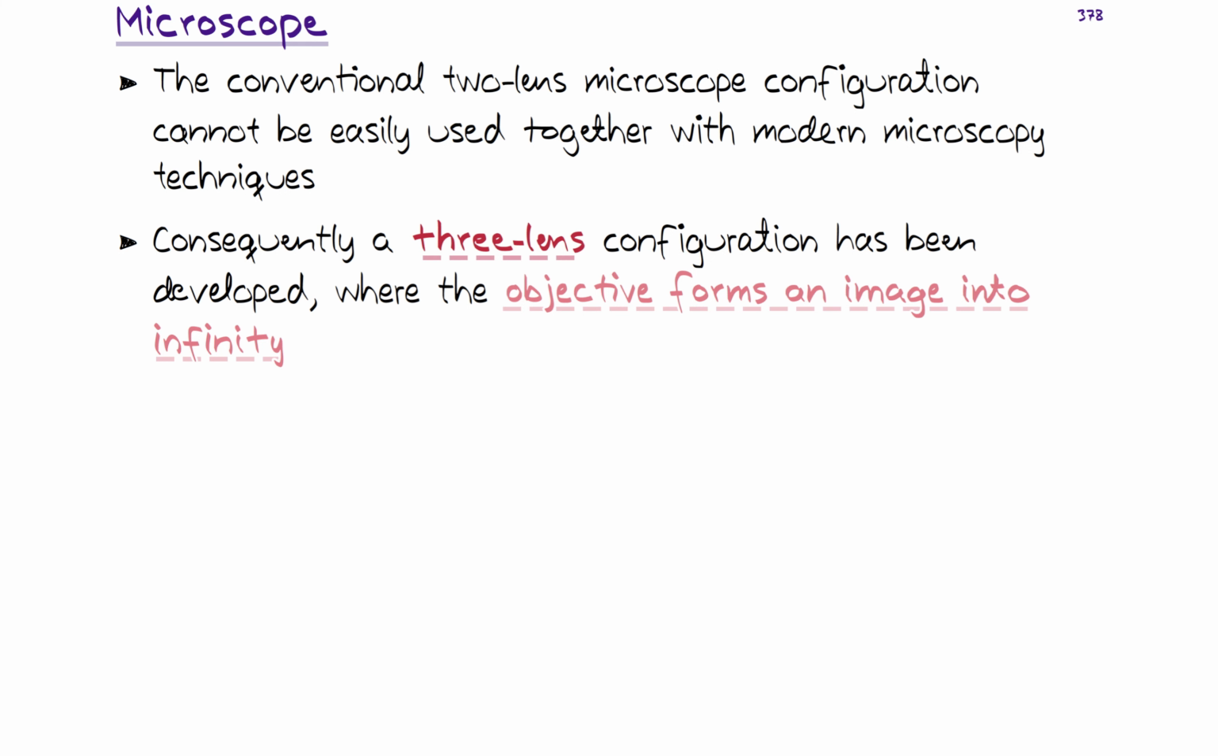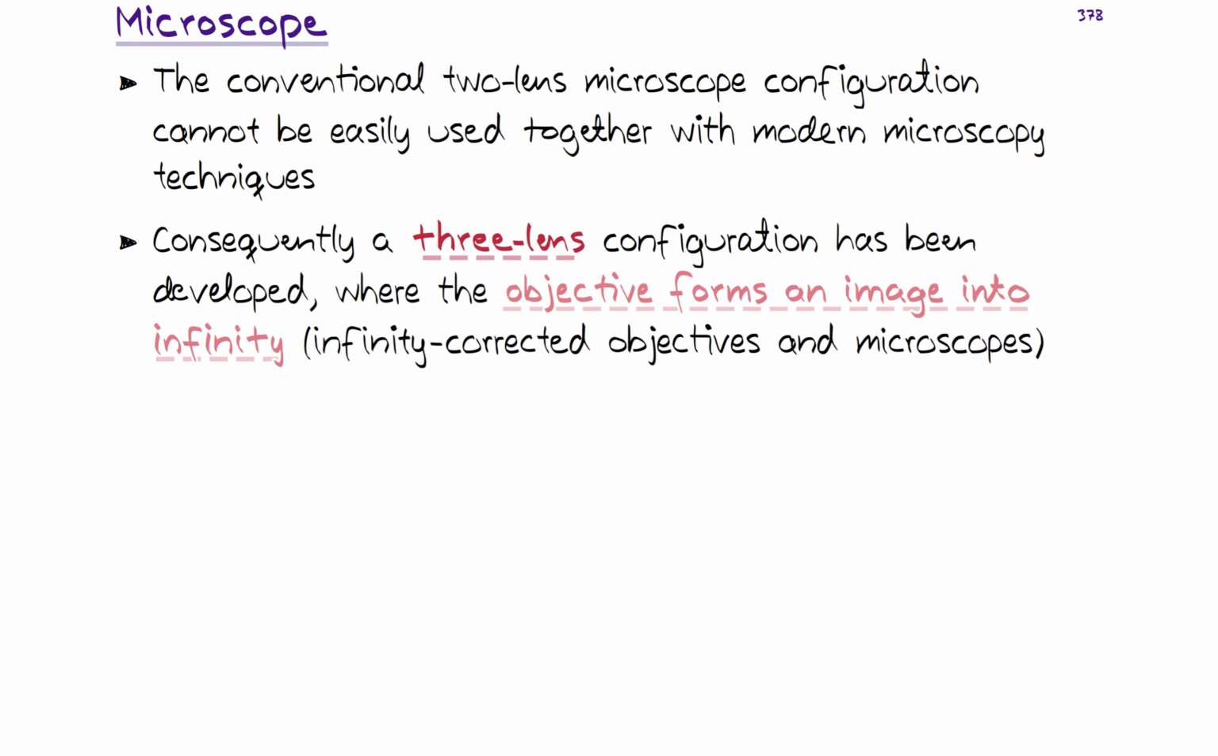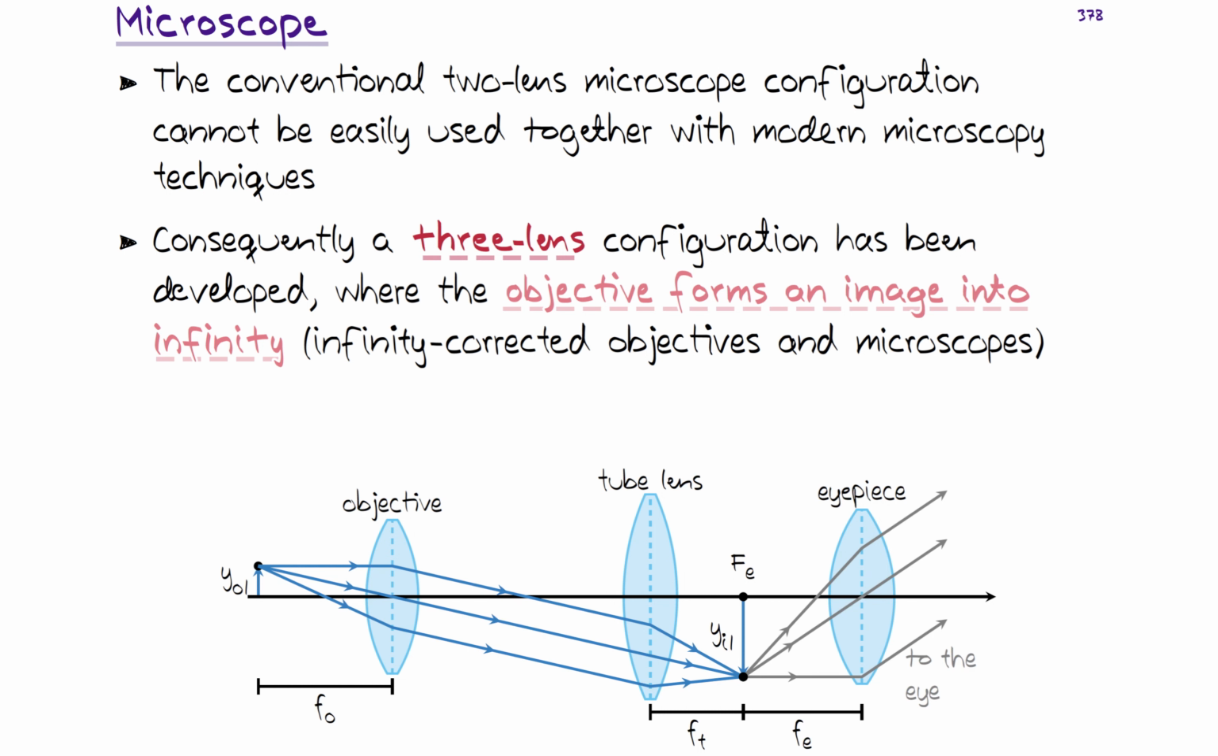And here the idea is that the objective lens now forms an image into infinity. And hence the name. This frame is known as the infinity corrected objectives and infinity corrected microscopes. And the configuration basically is being shown in the figure here. So now instead of the objective lens forming an intermediate image somewhere here, it's not forming an intermediate image anywhere, but rather it's forming an image at infinity.